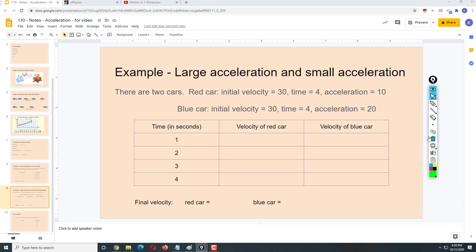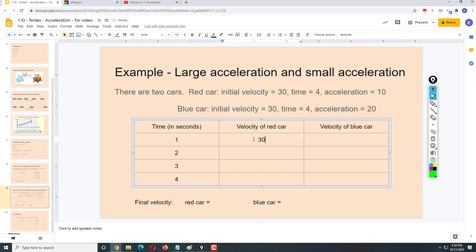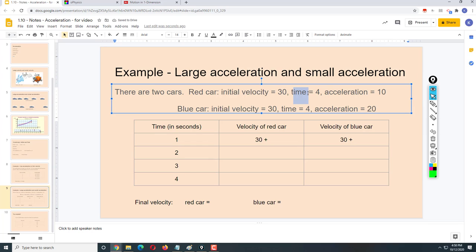Next one. If we have two cars, they both have an initial velocity of 30. The time is 4 for both of them. But the first car has acceleration 10, the red one. The blue car has acceleration 20. What's going to be the difference?